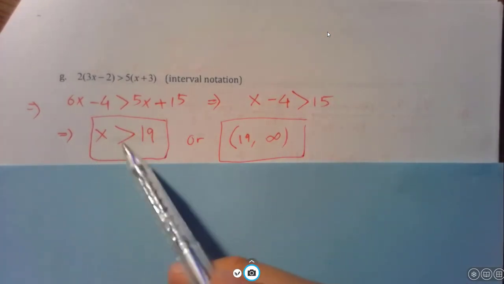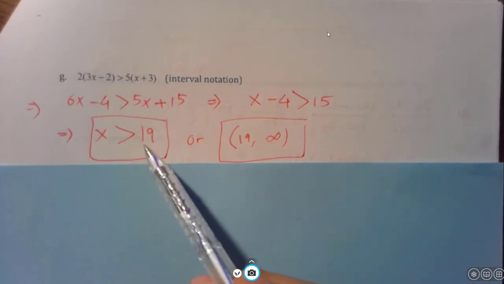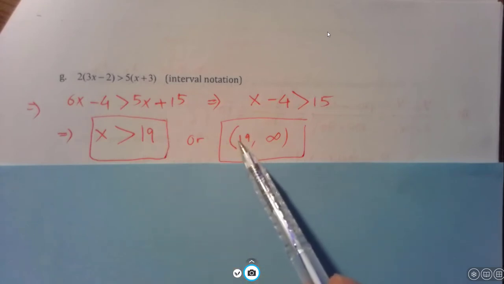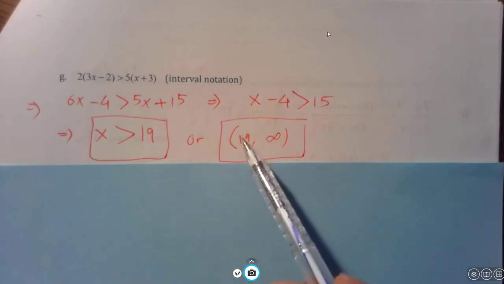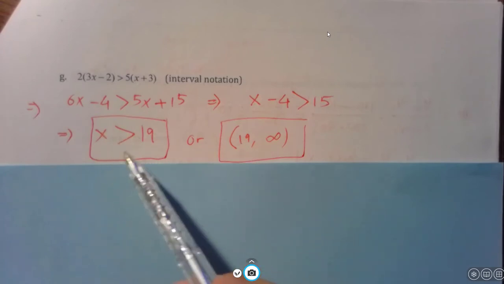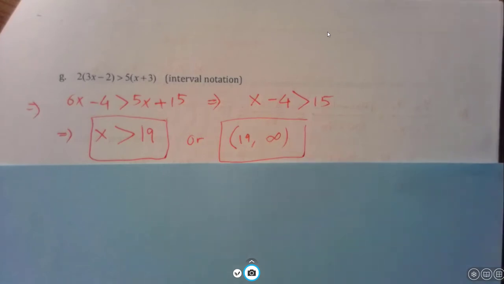And then in order to write this in interval notation, we know that the smallest value is the 19, the left lower bound. And then because we are looking for something bigger than 19, we go from 19 up all the way to infinity to the right.